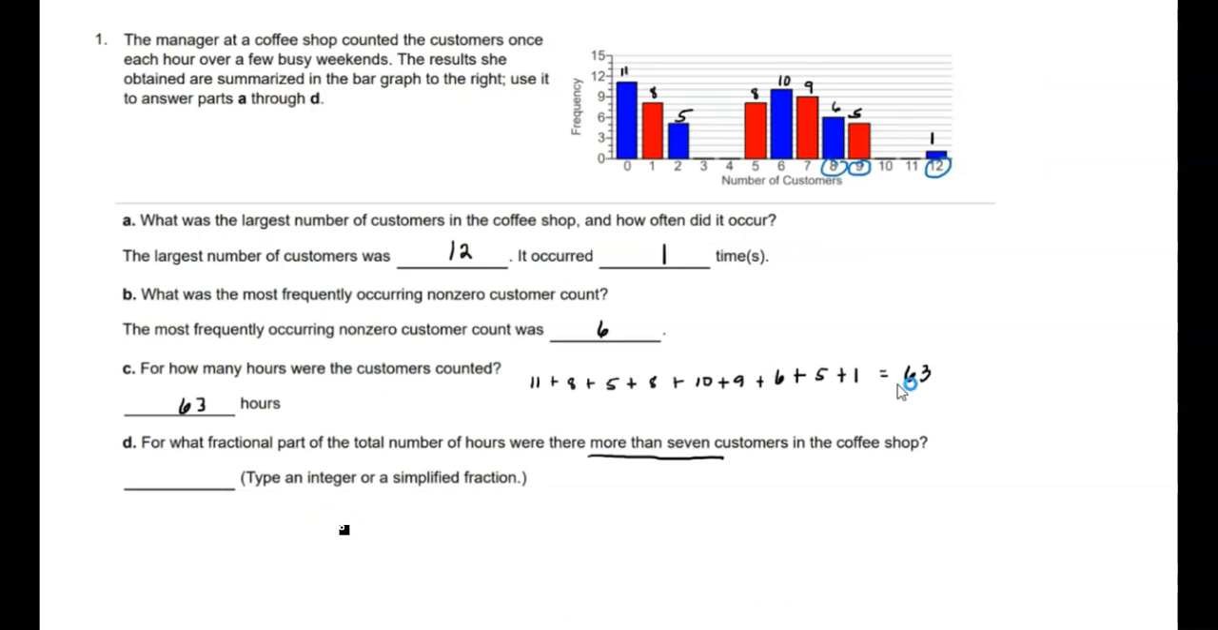So we will take the frequency from 8, 9, 12, so that would be 6, 5, and 1, and we'll add those amounts of hours, and of course leave those amount of hours over 63. So that gives us 12 over 63, and we reduce that to 4 over 21.